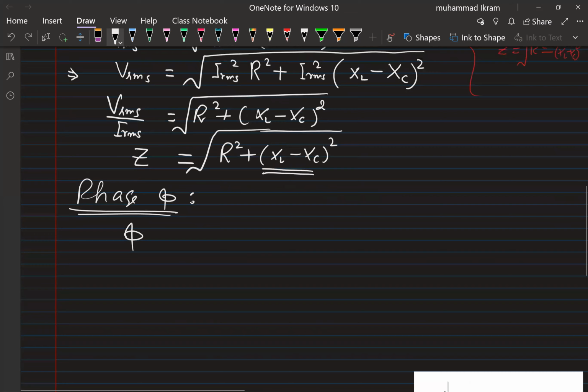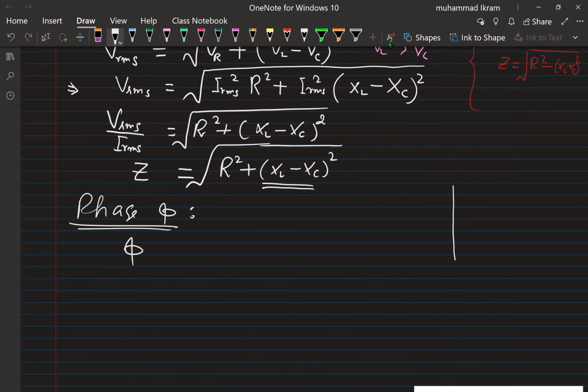But it is better to now use the phasor diagram, the Z phasor, it will be better. This one is Z, the total impedance, and here I have XL minus XC, and here I have R.